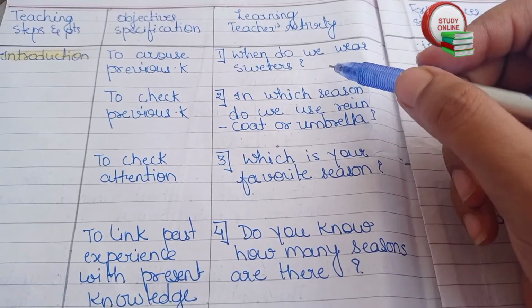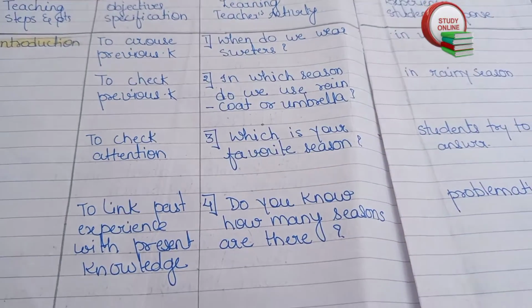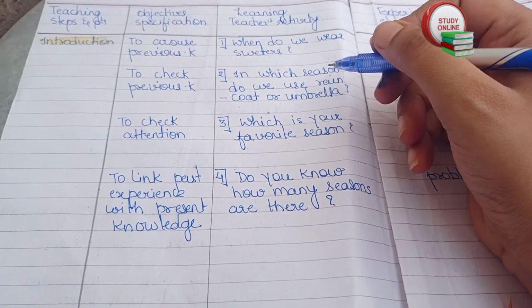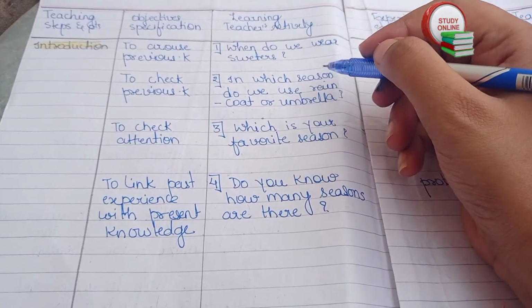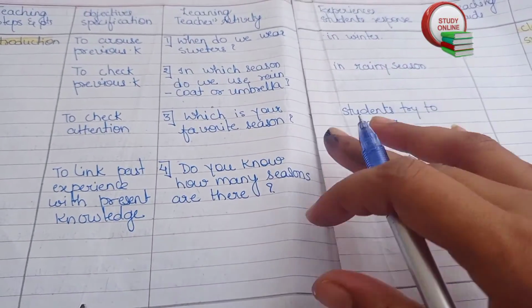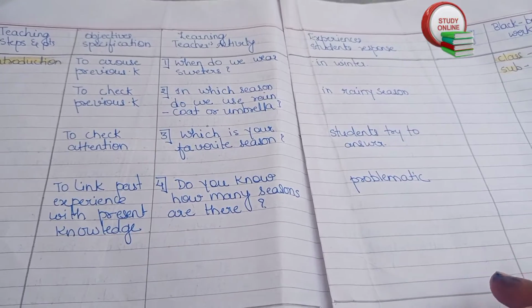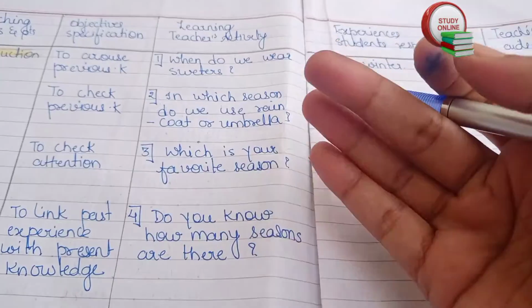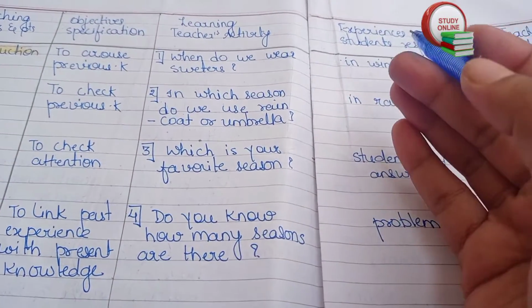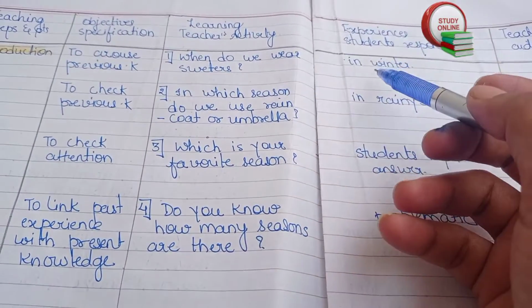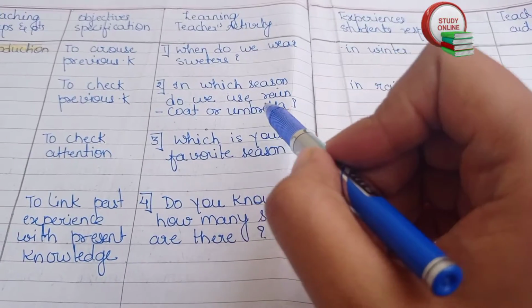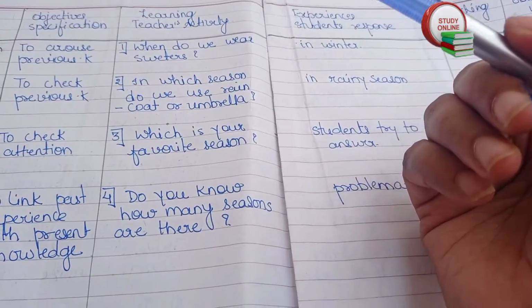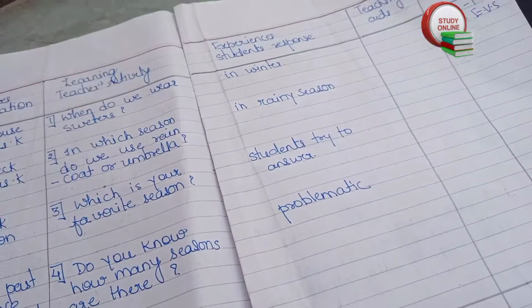Okay, here you can see, after that we have to ask questions. We have to ask a few questions, 4 to 5 questions, to students. First question we have to ask is, when do we wear sweaters? Okay, so students will answer, we usually wear sweaters in winter. Okay, in which season do we use raincoat or umbrella? Then they will answer, we use umbrella or raincoats in rainy season.